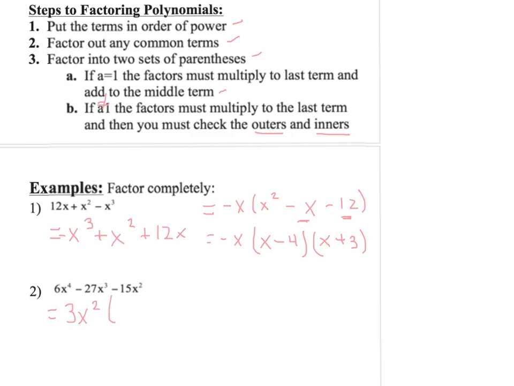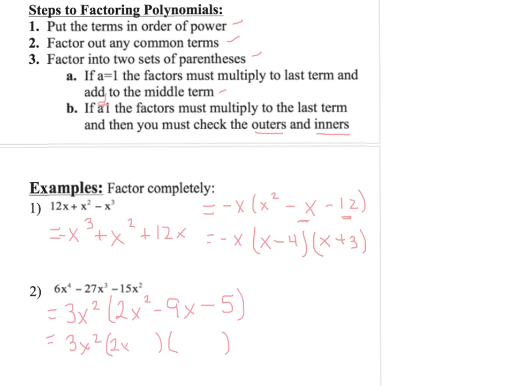So if I take out a 3x squared, I'm going to have 2x squared. Take out a 3x squared out of negative 27x to the 3rd, I'd have minus 9x. Take out a 3x squared out of my last term, I'm going to have minus 5 and no x's. So 3x squared is going to stay there. I want to factor into 2. But this time I have something other than a 1 in front of my x squared.